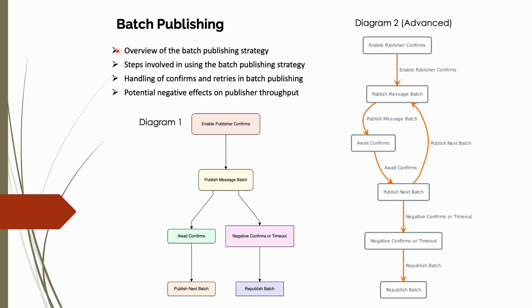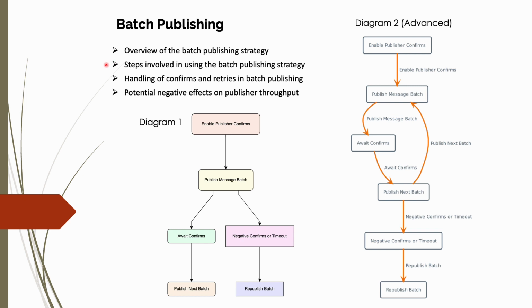Steps involved in using the batch publishing strategy. To utilize the batch publishing strategy, the following steps can be followed. Handling of confirms and retries in batch publishing. For each batch of messages, await the confirmation for all messages in the batch before proceeding. If all confirms for the batch are positive, publish the next batch of messages.